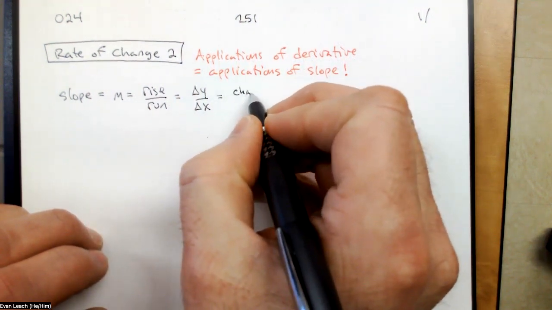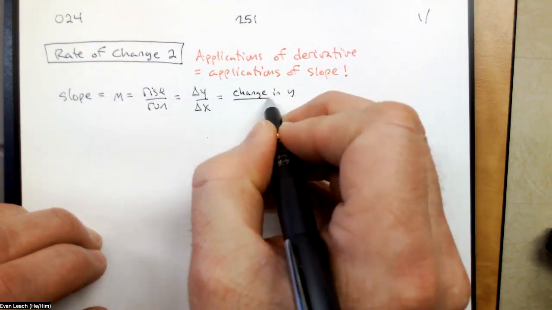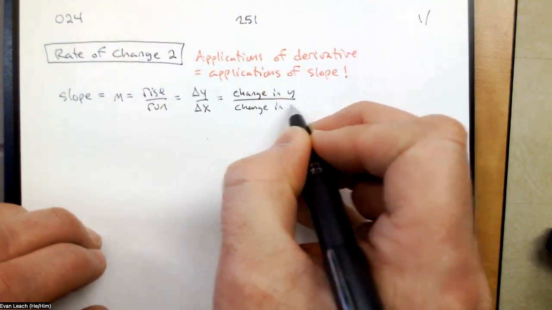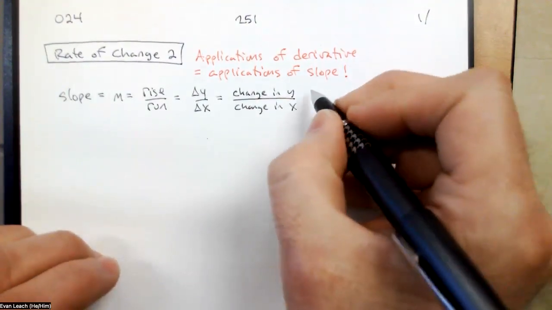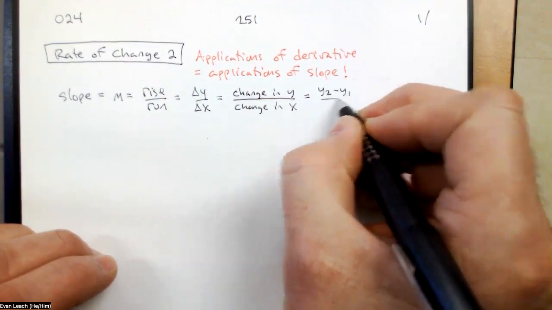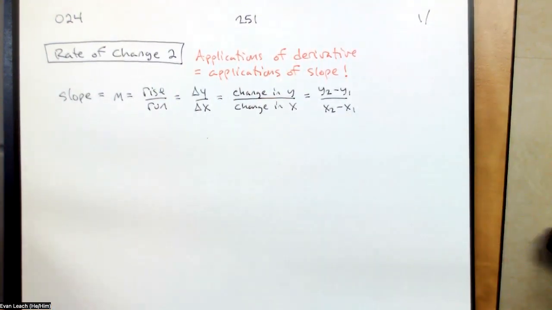So this is change in y divided by change in x. Change in y is just the difference in y values. Change in x is just the difference in x values. y2 minus y1 over x2 minus x1. We want to think about what the units of the slope would be.